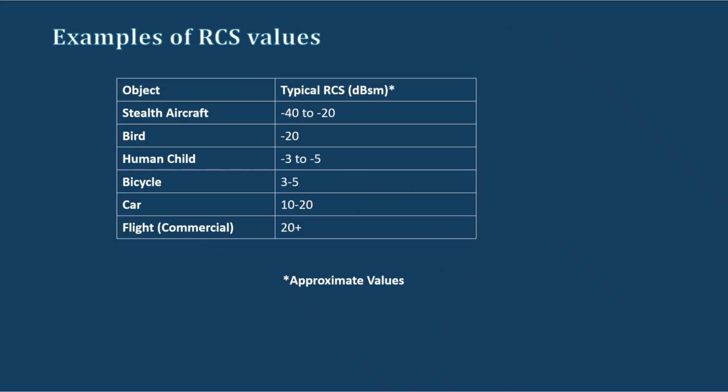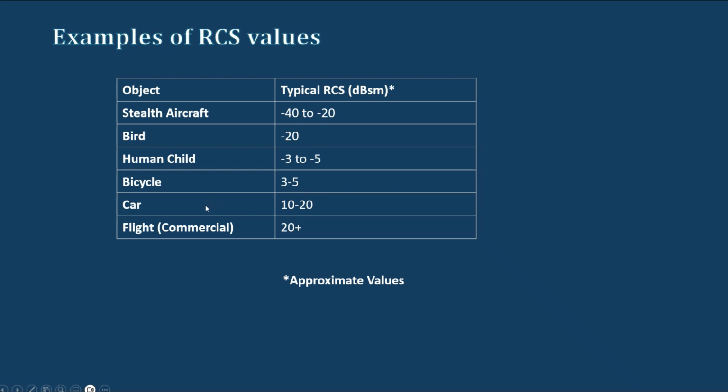Let's see some of the typical RCS values in some common examples. If we consider the stealth aircraft, this aircraft is modified using radar absorbing materials, and the shape is modified to reduce the reflections from these structures. So it will have a typical RCS of minus 42 to minus 20 dBsm. So it is very difficult to detect using radar. The bird has an RCS of minus 20 dBsm. The human child will have an RCS of around minus 3 to minus 5 dBsm. A bicycle has an RCS of 3 to 5 dBsm.